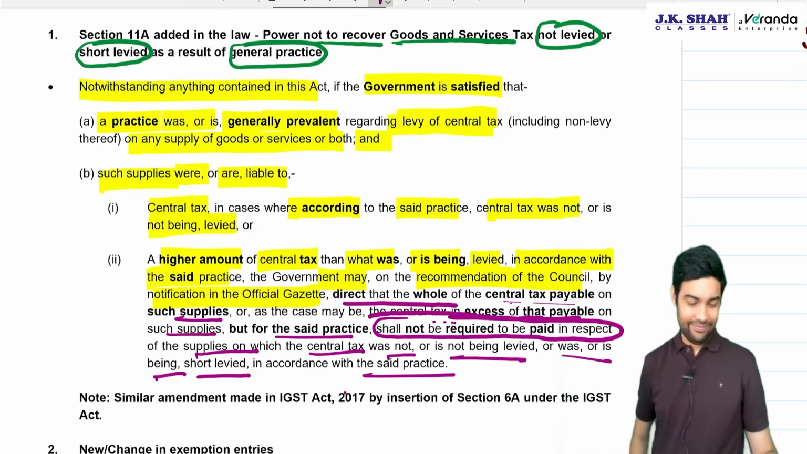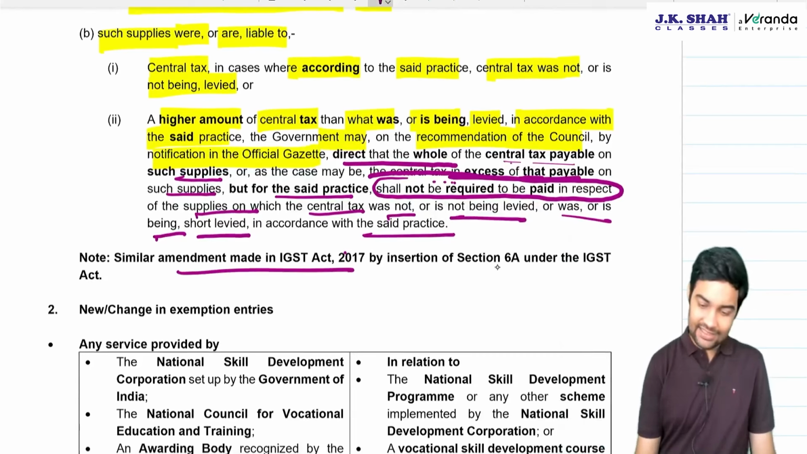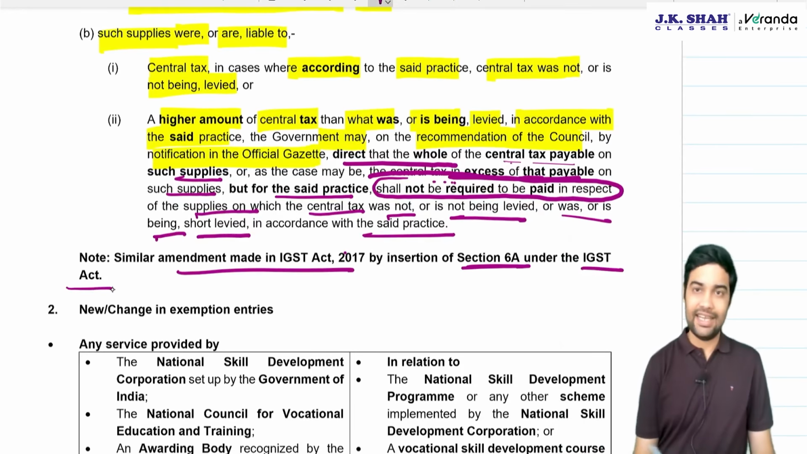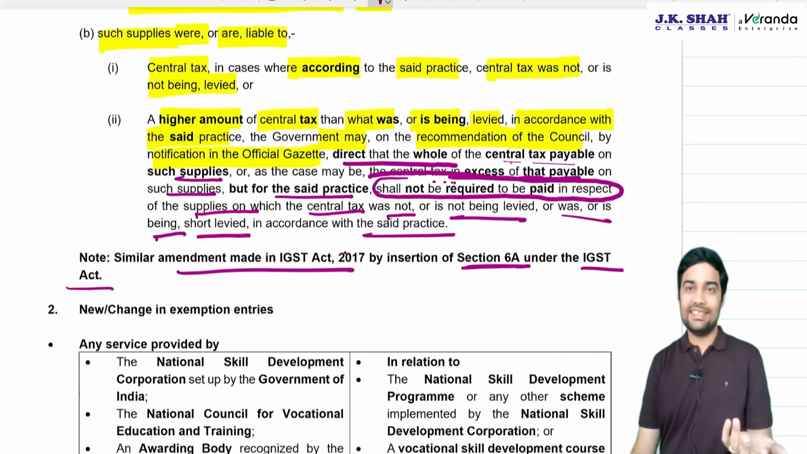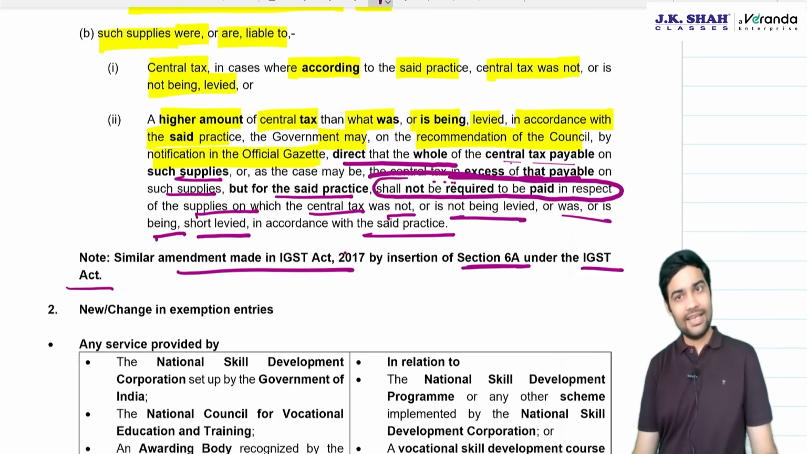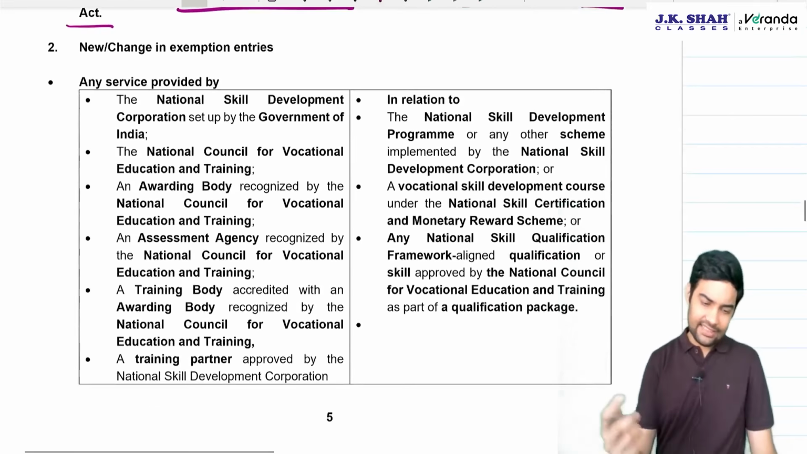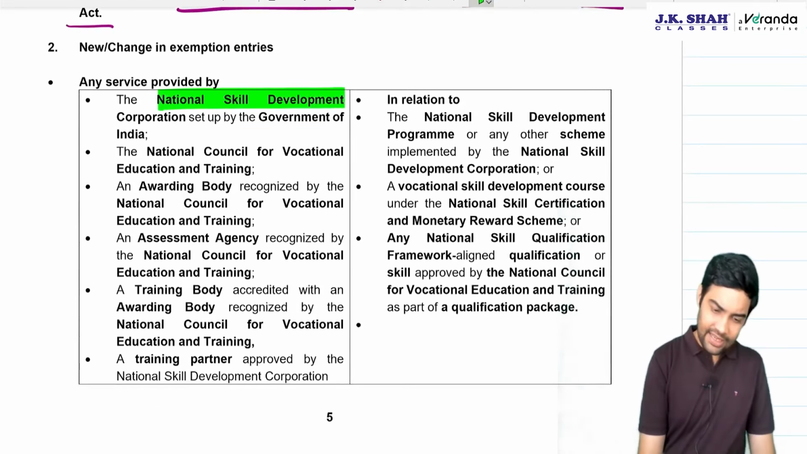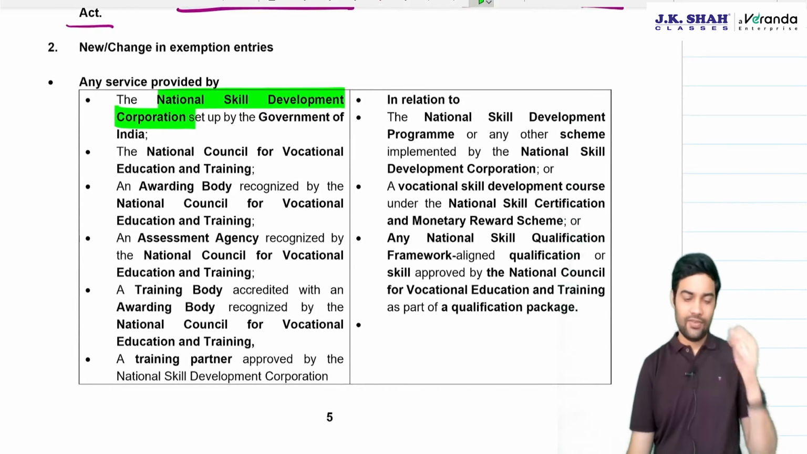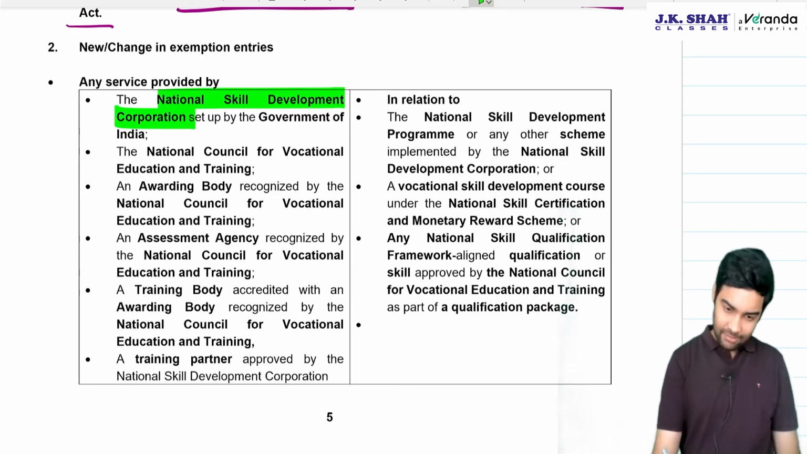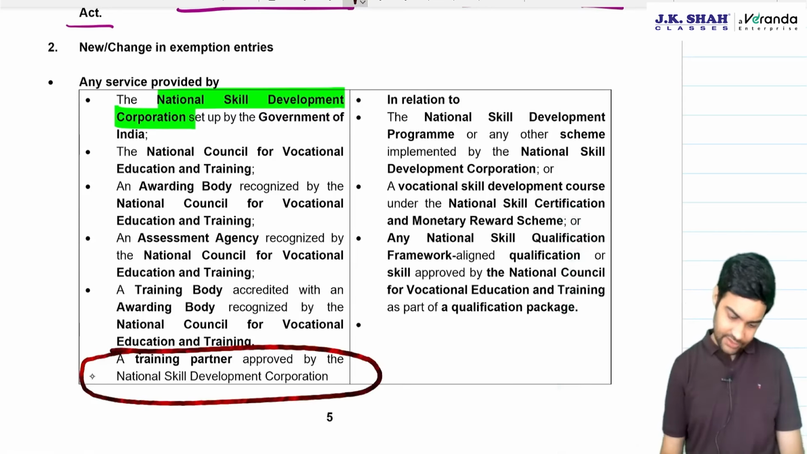Okay. A similar amendment has been made in the IGST Act. Section 6A has been added. IGST 6 deals with normal exemption, and 6A is the power for new entries or changes in entries. See, this National Skill Development Corporation was added last time. You are aware of it. Now, what is the amendment? You just see this part. This is the amendment.